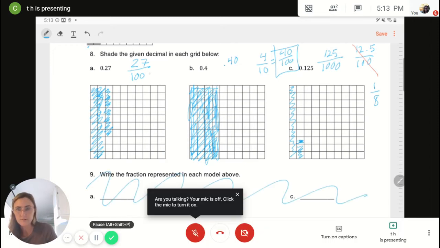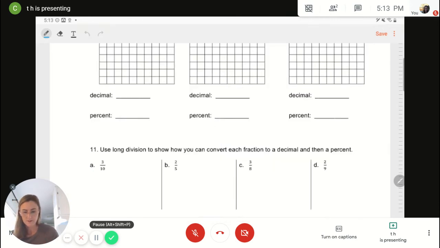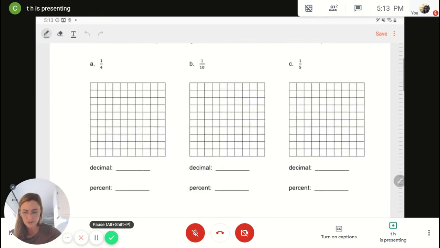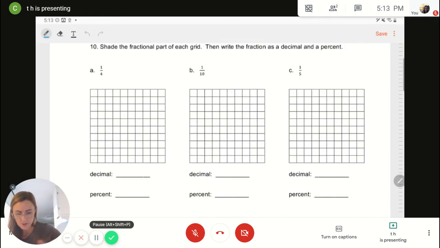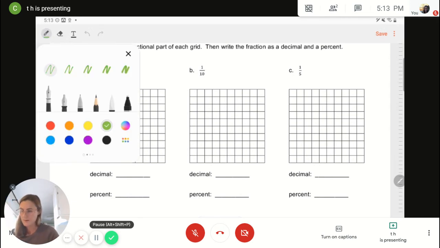Okay, and we already did this one up here. We were writing the fraction represented in the model. So I just wrote it up top. Okay, so moving on to our last page. Shade the fractional part of each grid. Okay, so again, we're going to shade in the fraction of each grid.